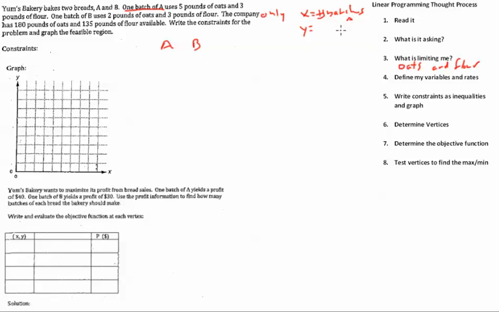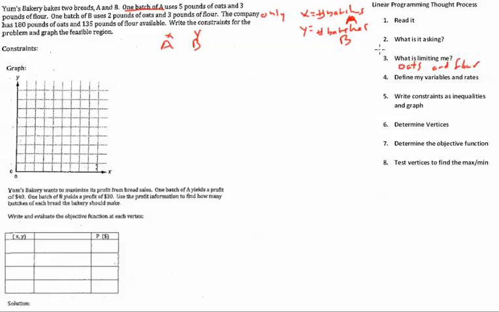I need to find the number of batches of bread A, and I also need to find the number of batches of bread B. My variables then can be: X will be the unknown value that represents the number of batches of bread A. Y will be the unknown value or the variable that represents the number of batches of bread B. So here I've got X batches of A, Y batches of bread B. Let's make that Y look a little nicer. I have Y batches of bread B.